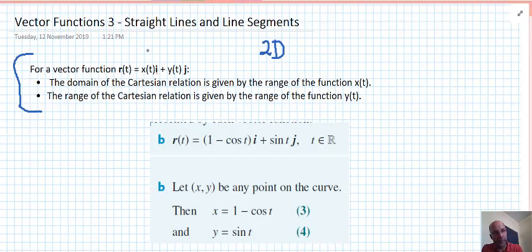The third video on vector valued functions. This is number 3, straight lines and line segments. Before we kick off with that, we're dealing just with 2D in this video. I want to look at this first here.